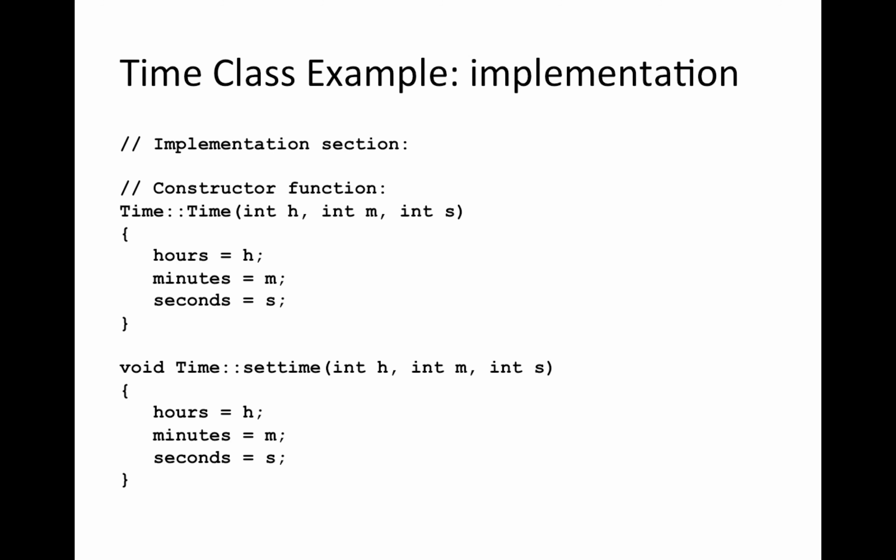In the implementation section, we have the actual function definitions. So first of all, we have the constructor function. That has the same name as the class, which is time. So the header starts, again, not with any type, just the word time, colon, colon, time. We have 3 integer parameters, h, m, and s. And in the body of the function, what we're doing is storing the values that we pass to this time constructor function in the data members, hours, minutes, and seconds.